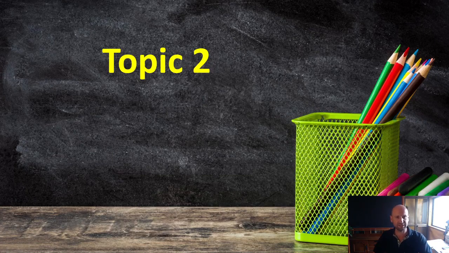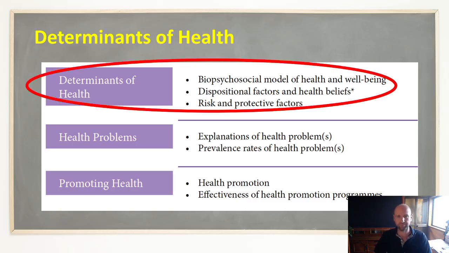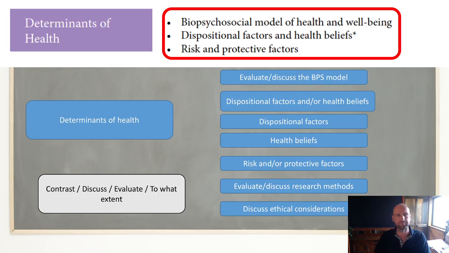Now, if we look at the second topic, determinants of health. So this has 3 content points, but actually, they kind of mean the same thing. We're going to look at what I mean by that. So these are the questions you might be asked. Evaluate or discuss the biopsychosocial model.